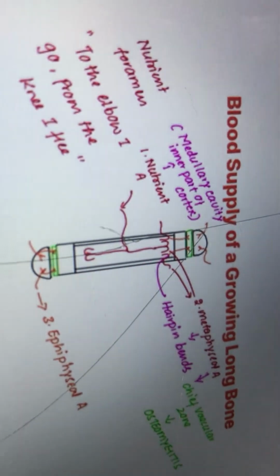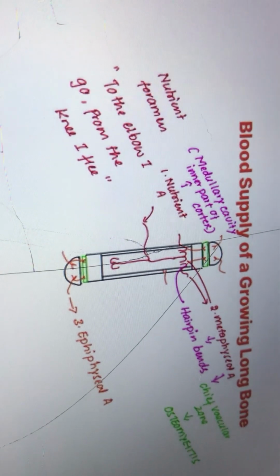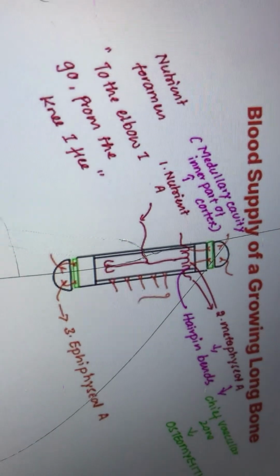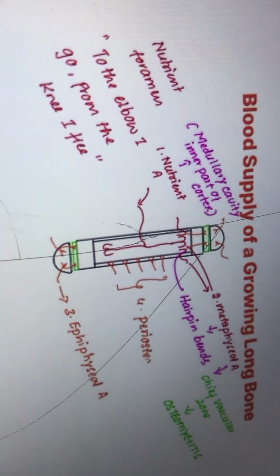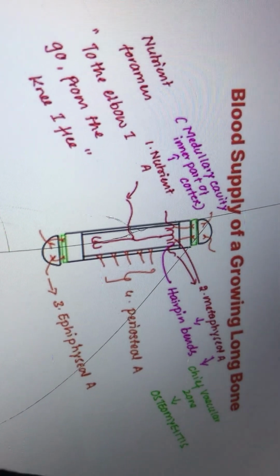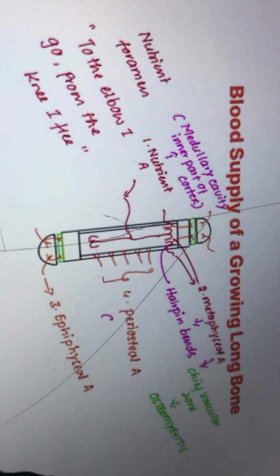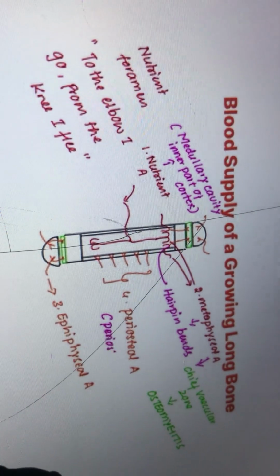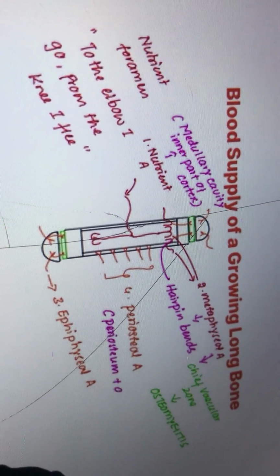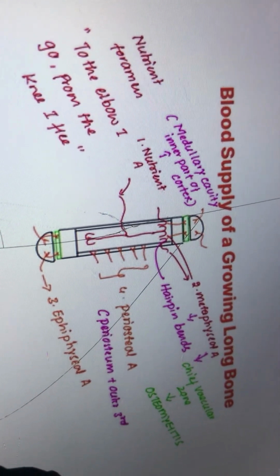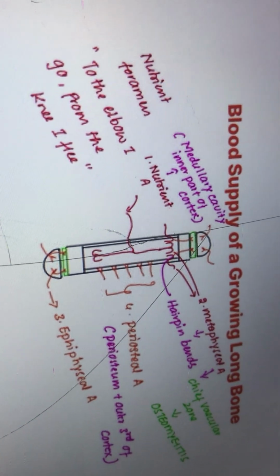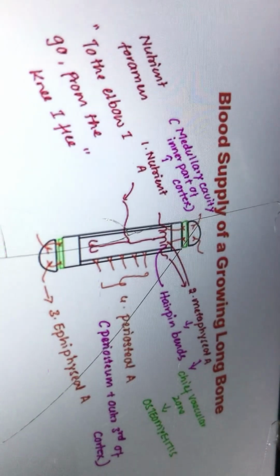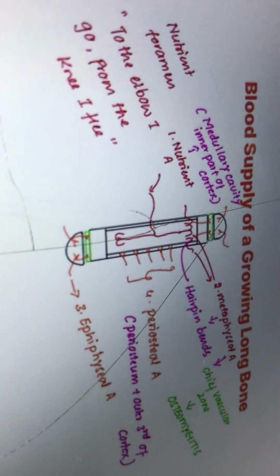Right. In addition to all this, the fourth artery supplies the entire shaft by piercing the periosteum. So you call these branches periosteal arteries. What is the function of the periosteal artery? It supplies, as the name suggests, the periosteum. It also supplies the outer third of the cortex. So it supplies the superficial cortex of the bone. Remember, these are the four chief arteries that provide the arterial supply to a growing long bone.